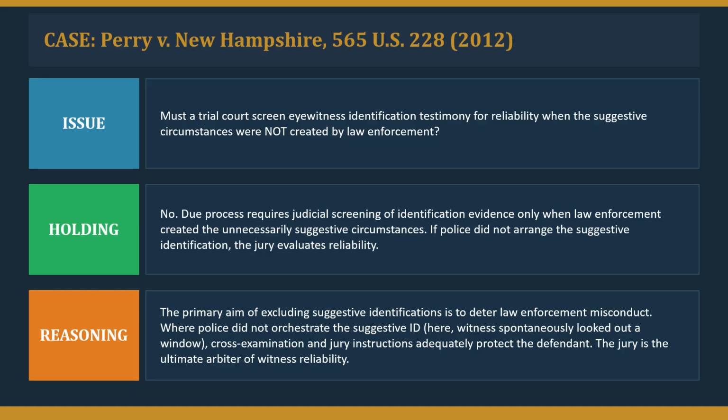Perry v. New Hampshire tells us that the scope of the due process protection has a meaningful limit. Police involvement in creating the suggestive circumstances is a prerequisite for the constitutional reliability screen to apply.